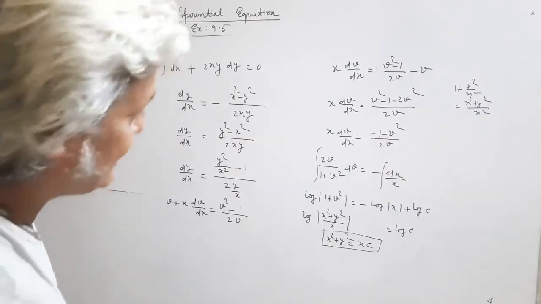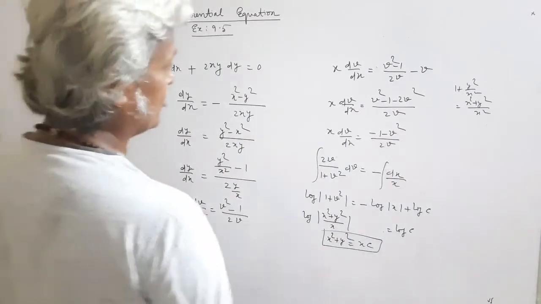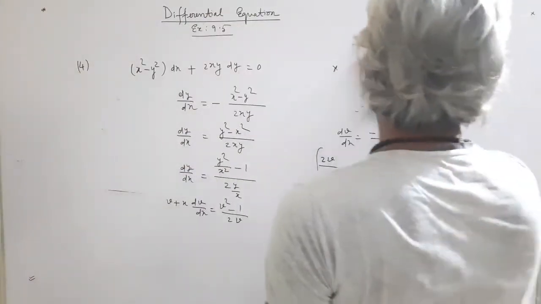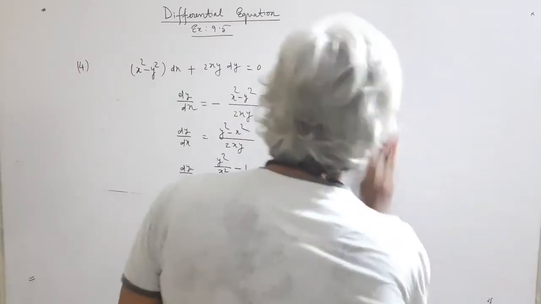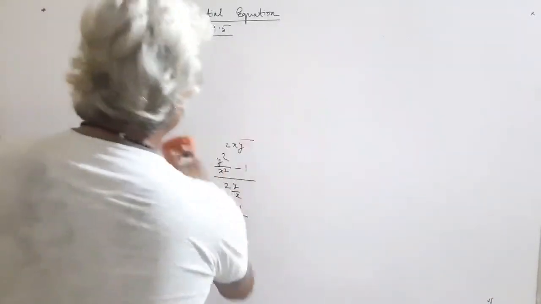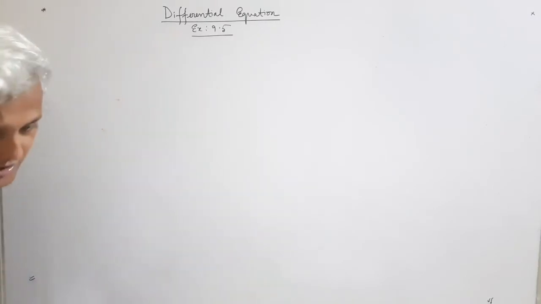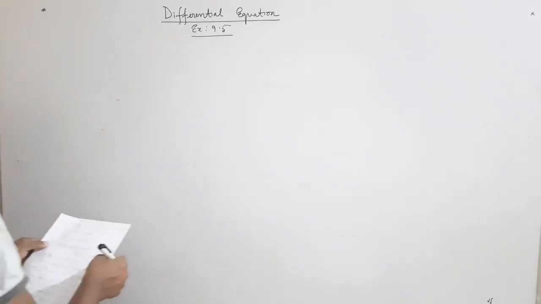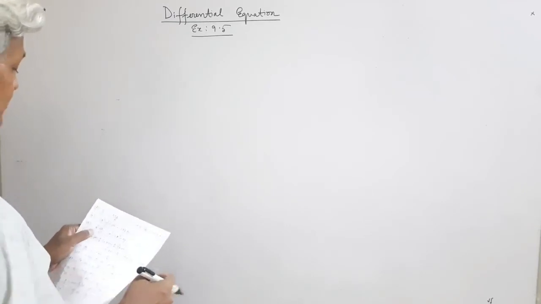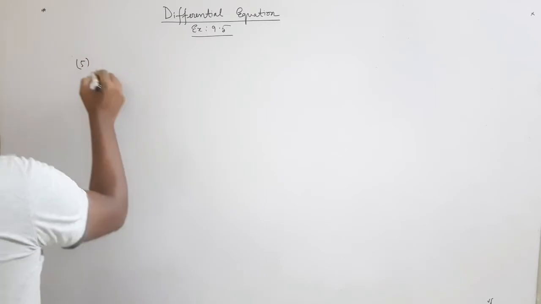Now I go for the next question. Question number 5, which I have already solved. So I'll go directly for question number 6. Now let me get my screen clear. Yes. So question number 4. Question number 5 we have done. I think, oh no, question number 5 we haven't done. We have done question number 6 in the last video. So I solve question number 5 again.